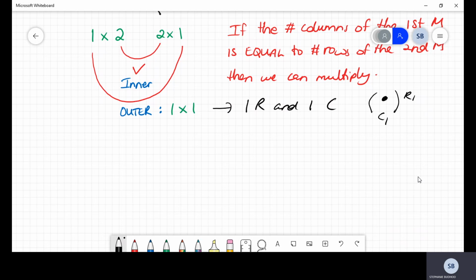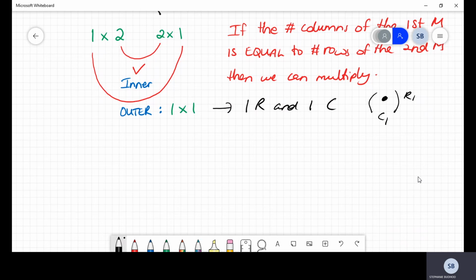I would multiply this 3 here with this 1. All right, so let me open my brackets and I'm going to write down 3 multiplied by 1 plus, I am also now going to multiply 5 and my 2. 5 multiplied by 2. And I'm going to close my brackets.